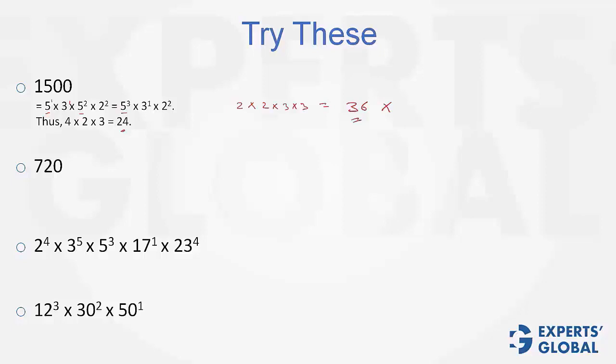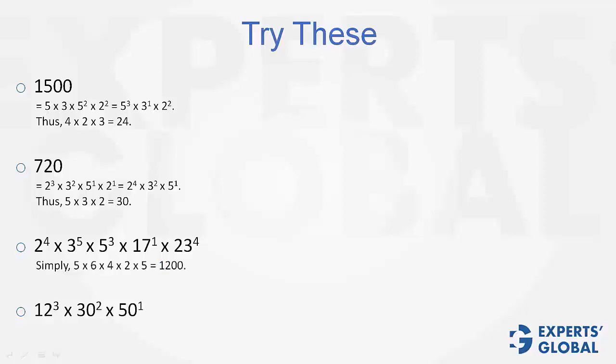720. Let's break 720. We get 2 to the power of 4 times 3 to the power of 2 times 5 to the power of 1. We just need to add 1 to the powers and multiply. So it becomes 5 times 3 times 2. The number of factors is 30. In the third case, the bases are already prime. You just need to add 1 to the powers and multiply. So 5 times 6 times 4 times 2 times 5 turns out to be 1200.